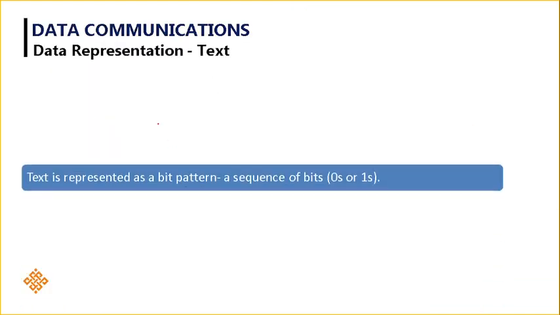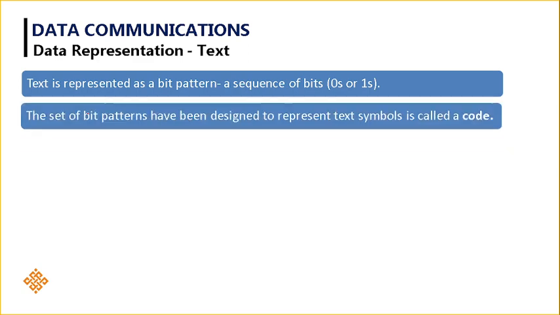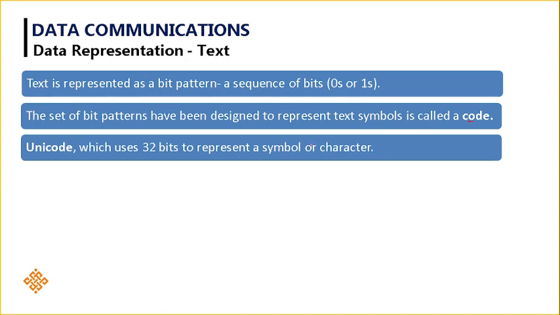So text. Text is represented as a bit pattern, a sequence of bits, that is 0101 like that. For example, if I am sending a capital letter A, then that is represented in binary like 010101. That representation we call a code. The name we have given it is Unicode, which has 32 bits to represent a symbol or a character.